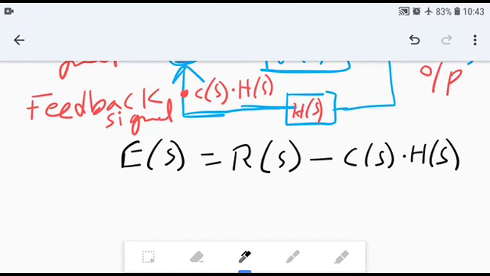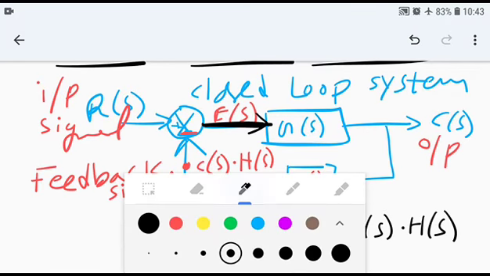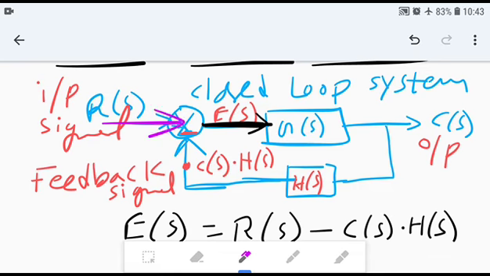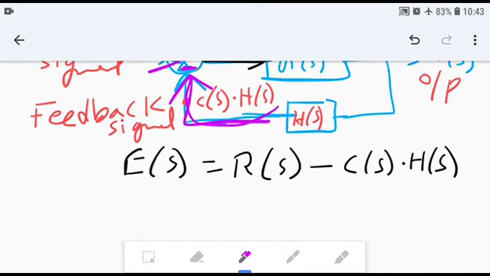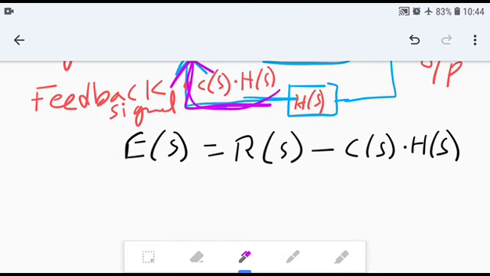E(s), from the input we get R(s), and from the feedback we get C(s) into H(s). R(s) has a plus sign here, and C(s) into H(s) has a minus. So E(s) is the output of this summing point, which is R(s) minus C(s) into H(s), and we have the output C(s). This E(s) is the error signal.